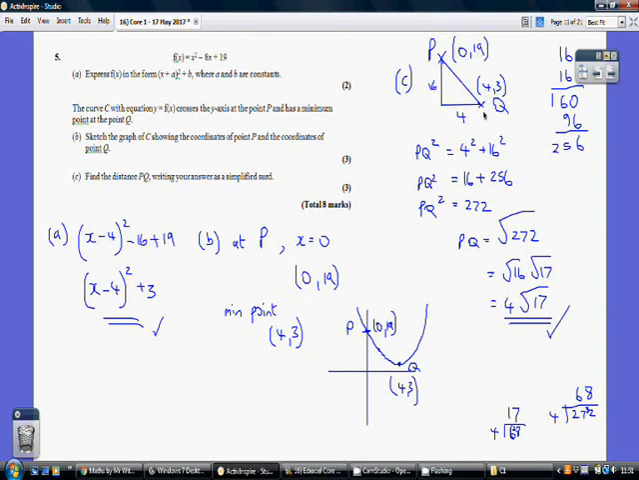So the length PQ, using Pythagoras, PQ squared equals 4 squared plus 16 squared, which is 272. So PQ is going to be the square root of 272, which is the square root of 16 times the square root of 17, which is 4 root 17.